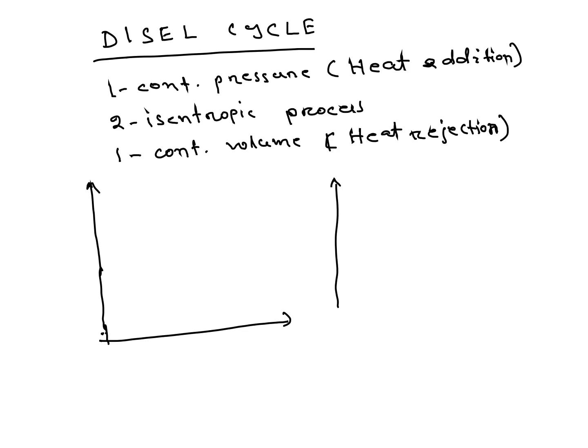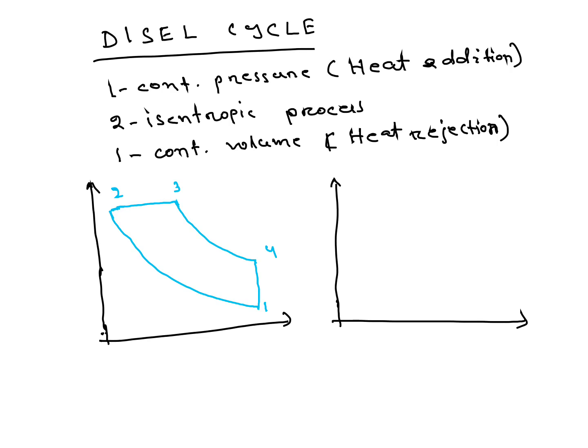Here constant pressure heat addition, then isentropic process, then constant volume heat rejection, then isentropic process. 1, 2, 3, 4. PV diagram, then TS diagram.